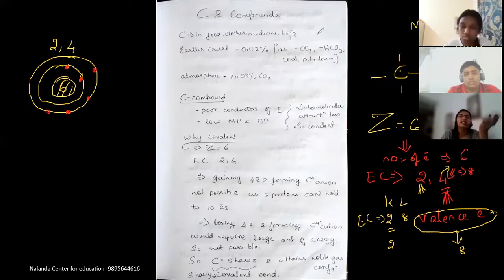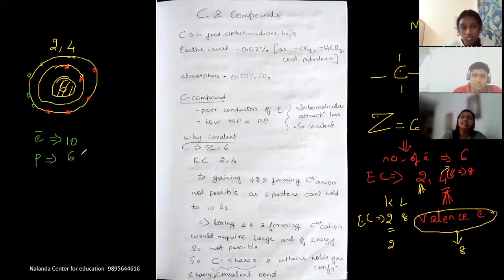Carbon can either receive 4 electrons from outside. If it receives 4 electrons from outside, what is the total number of electrons? Now it is going to be 10. The protons which are there are only 6. The 6 protons cannot support the 10 electrons who are there, so it will be too weak to support them.